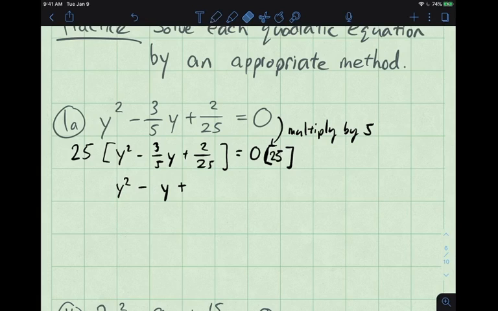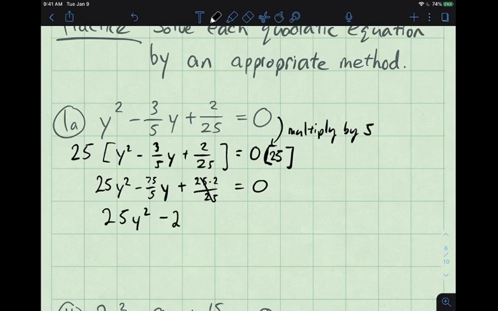So then this becomes 25y squared. This becomes 75 over 5. This becomes 25 times 2 over 25, which equals 0. Cancel this. So it becomes 25y squared, 75 divided by 5 is 15. So 25y squared minus 15y plus 2 equals 0.